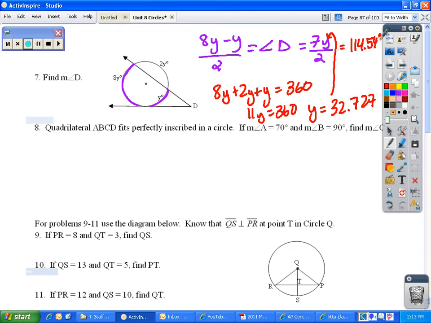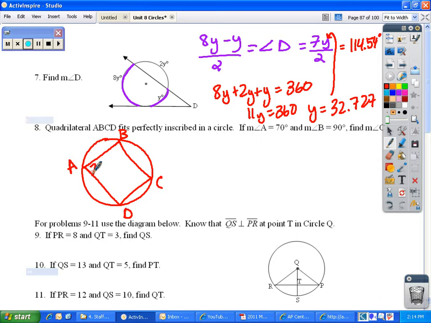Alright, moving on to number 8, quadrilateral ABCD fits perfectly inside a circle. So I'm going to draw a circle. Quadrilateral just means 4 sides, 1, 2, 3, 4. A. And now, in terms of naming it, it doesn't matter which way I go to get to B, but if I choose this way to go to B, the next one has to be C and D. I can't cut across the figure.